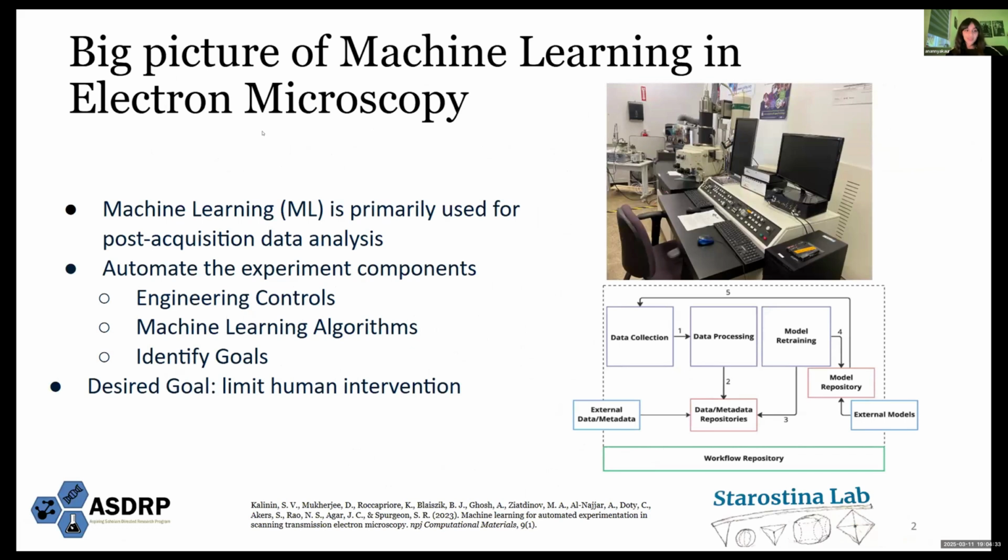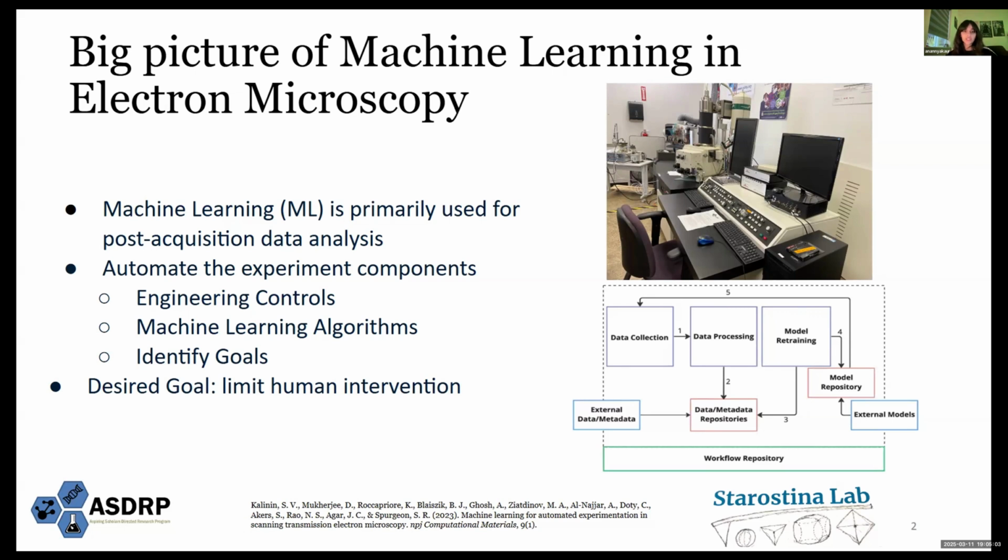Okay, so our first topic is the big picture of machine learning and electron microscopy. In general, electron microscopy is a technique that uses a beam of electrons to create highly detailed images of small objects, and it provides much higher magnification and resolution than regular light microscopes. And machine learning algorithms have been used to identify which data points in images deserve greater focus.